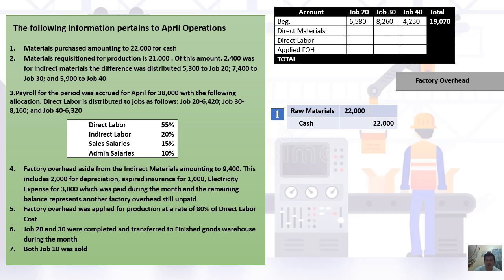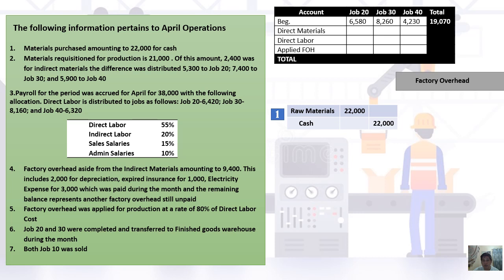So what happened in number 2? It says in number 2, materials requisitioned for production is 21,000. If we say requisition, it simply means charge to production or send to production. Meaning, from raw materials, we will transfer it to production. However, a distribution was given of what happened to the 21,000. It says that out of 21,000, 2,400 was for indirect materials and the remaining are for direct materials. It was distributed per job: some went to job 20, some to job 30, some to job 40.